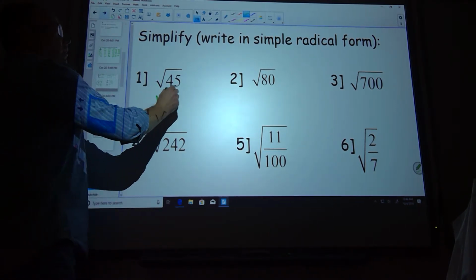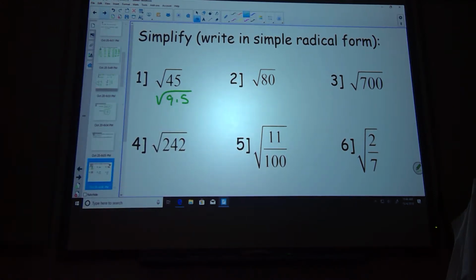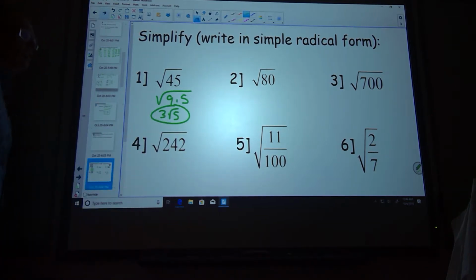Ready? I'm going to break this to this. Why am I breaking it to 9 times 5 and not 3 times 15? Because it's a perfect square. I want the largest perfect square, so then I take the square root of 9, so I get 3 root 5. So again, just squeeze this in the margins.